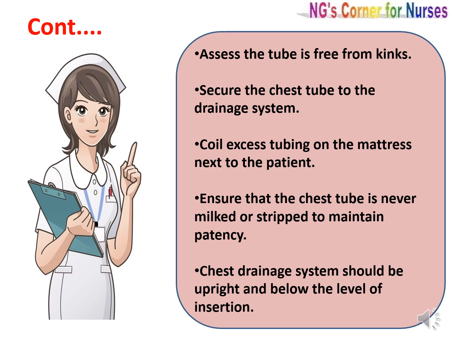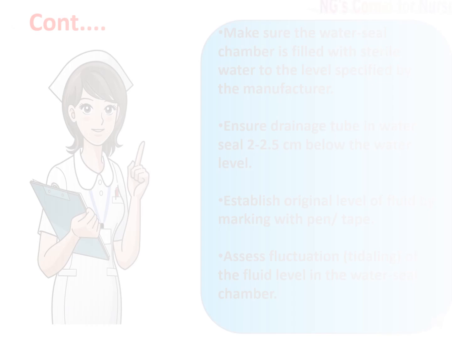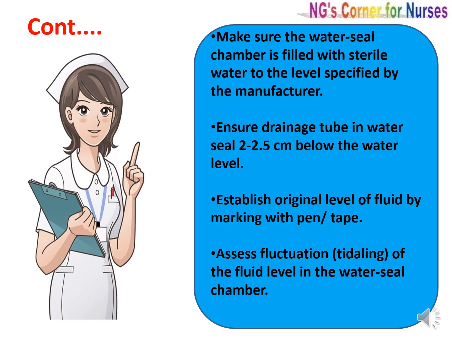And the next is chest drainage system should be upright and below the level of insertion so that the system can function effectively because the system functions on gravity, that is the flow from higher level to lower level. Make sure the water seal chamber is filled with sterile water to the level specified by the manufacturer to prevent air entry into the interpleural space.